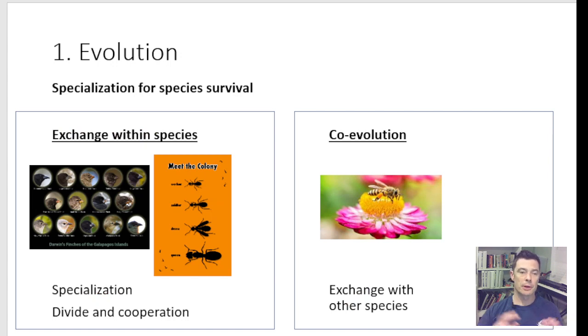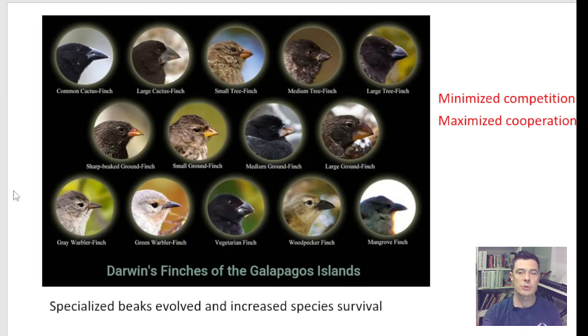We're going to start first with very high-level, big picture evolution. Species have evolved in such ways that recognizing that cooperation was hugely advantageous for a species' survival. We're going to go through two examples of this, and we'll start with the first one, exchange within a species.